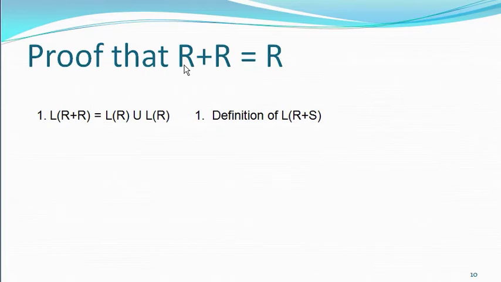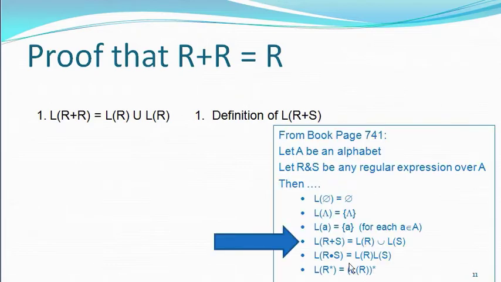So here's a proof that R plus R equals R, right? We're going to start out with the fact that the language of R plus R equals the language of R unioned with the language of R. Now, I just got that out of the definition of what the language of R plus S really means, right? What do we mean when we say the language of R plus S? And it's on page 471 in the book, right? Here was our definition of what a regular expression was, and how we'd convert back and forth between regular expressions and sets, right?